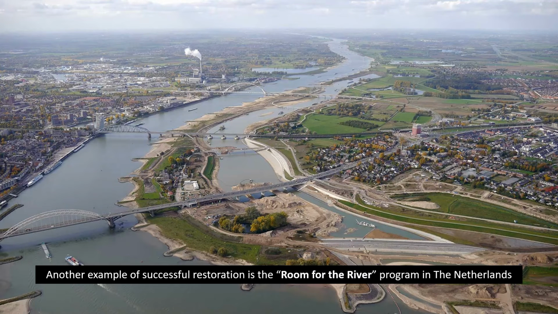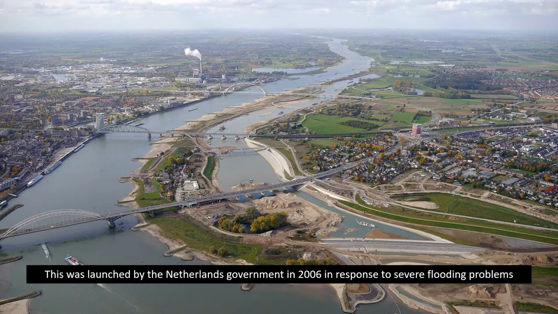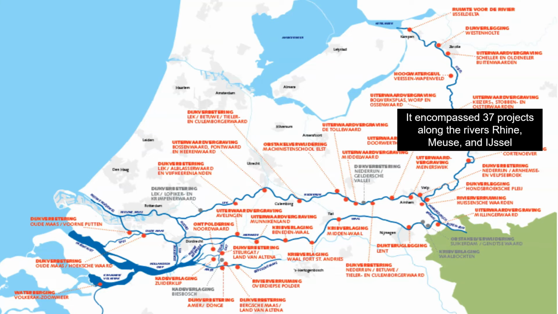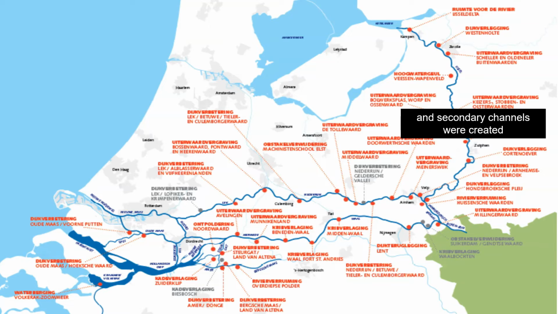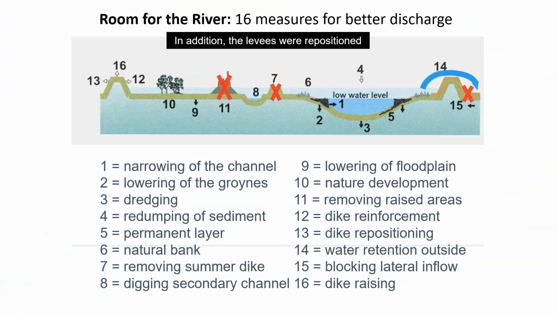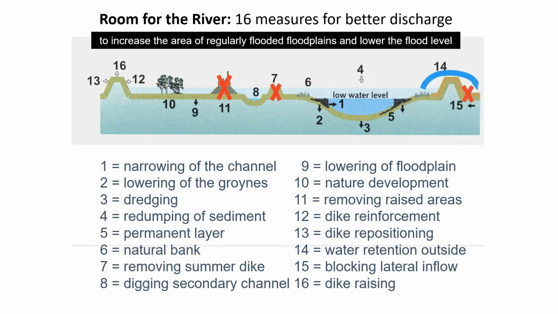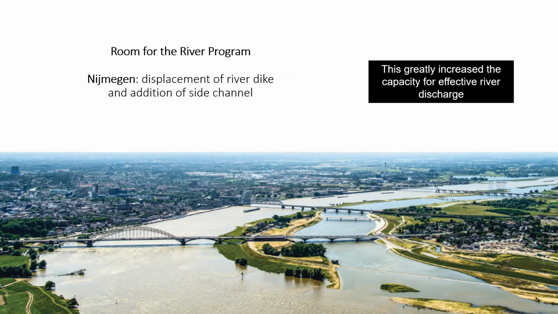Another example of successful restoration is the Room for the River program in the Netherlands. This was launched by the Netherlands government in 2006 in response to severe flooding problems. It encompassed 37 projects in which the embankments and the active floodplains were excavated to a lower level, and secondary channels were created. In addition, the levees were repositioned to increase the area of regularly flooded floodplains and to lower the flood level. This greatly increased the capacity for effective river discharge, and now protects more than 4 million people from flood risks.